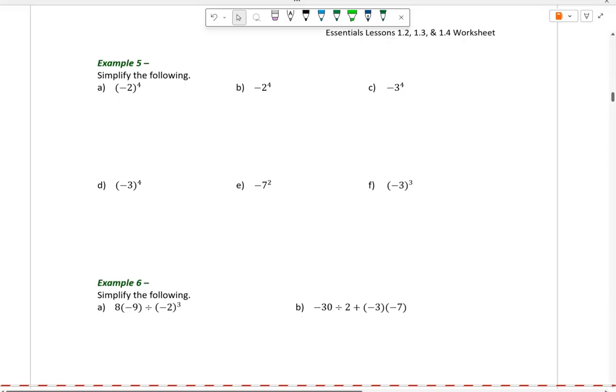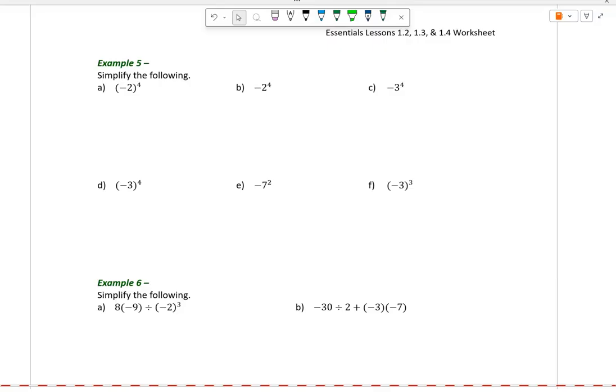Simplify the following. Now we do a little exponent action. We talked about these earlier, right? What in the world would I get with negative 2 to the 4th? Is that going to be positive or negative, first off? And think about it for a minute. What's that exponent tell you to do? What is the exponent on? It is on the negative 2.